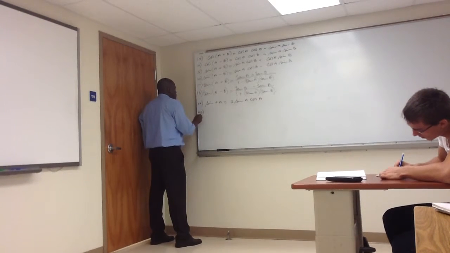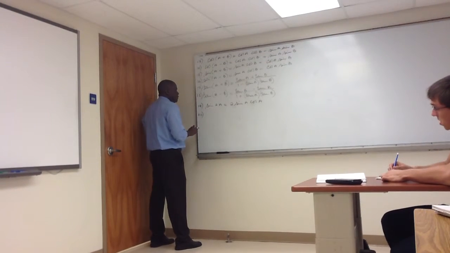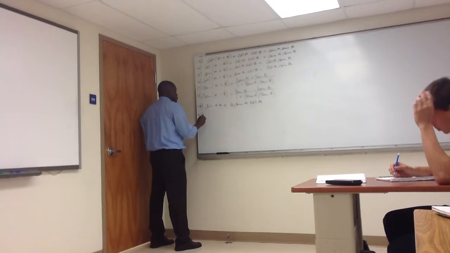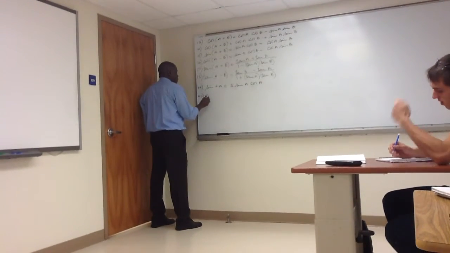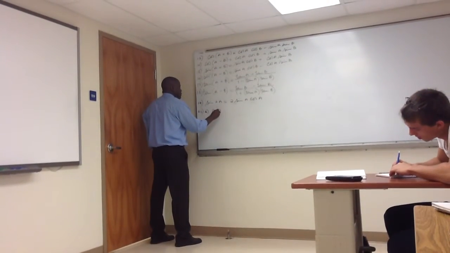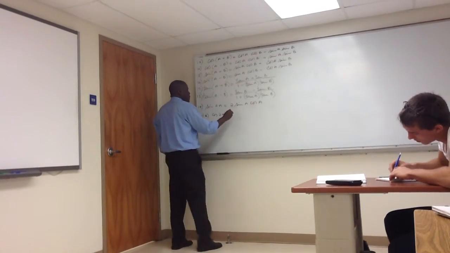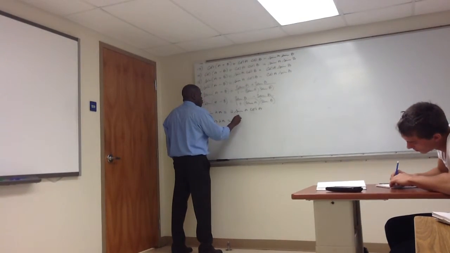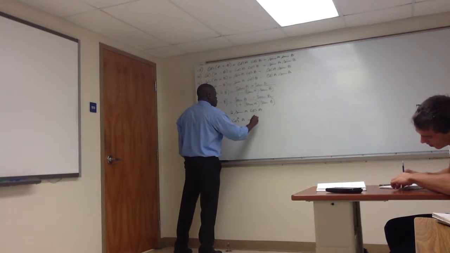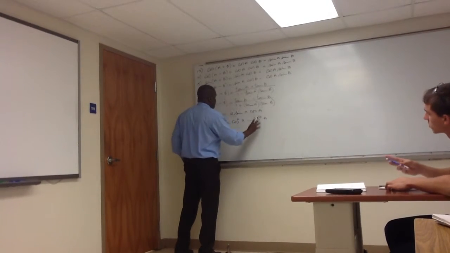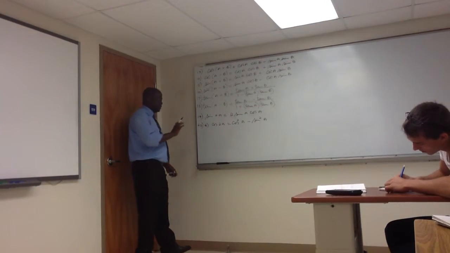Number 20 will be divided into 3 forms. I'm going to give you 3 forms of number 20, okay? The first form is cosine of 2A. It is cosine squared of A minus sine squared of A. Observe it's not plus sine squared of A. It's minus sine squared of A.